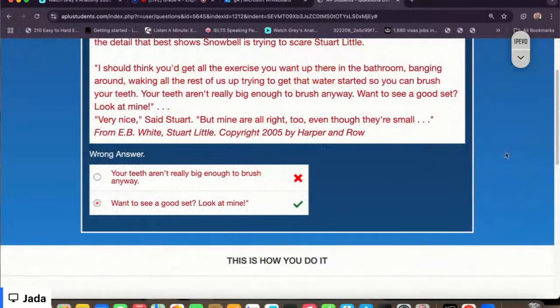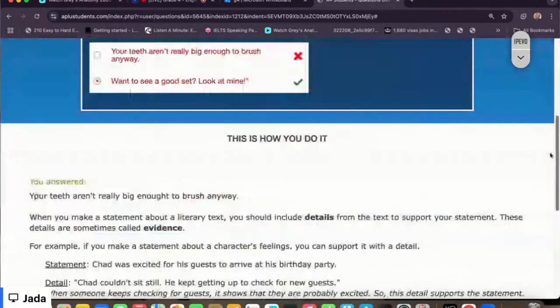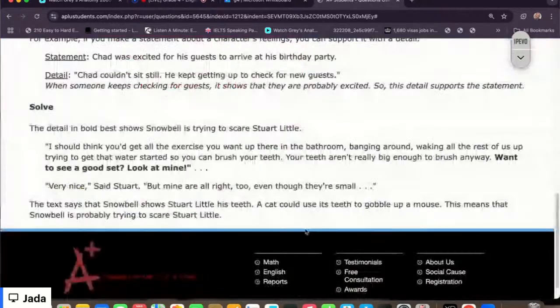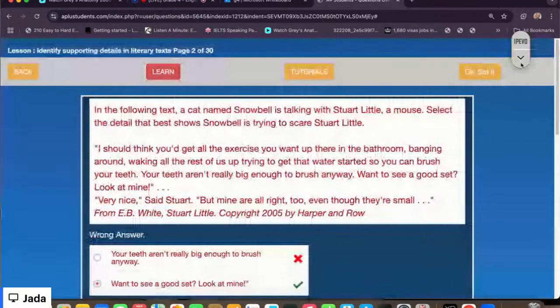Want to see a good set? Okay, so let's look at this. A cat could use its teeth to gobble up mice. This means that Snowbell is probably trying to scare Stuart Little. Okay. So let's focus and share answers.